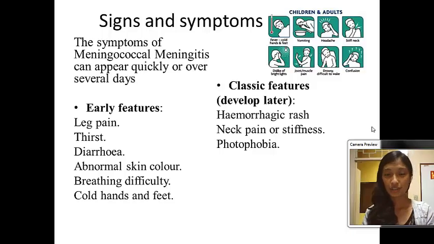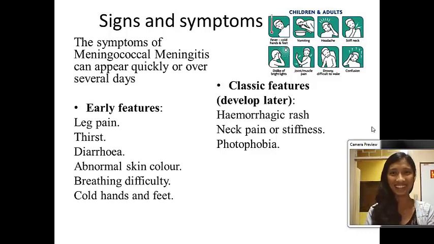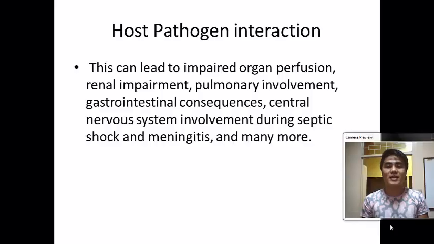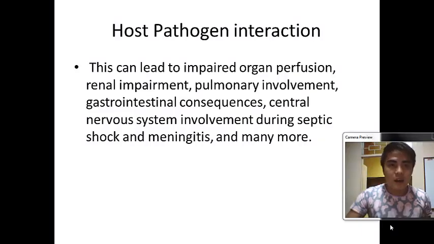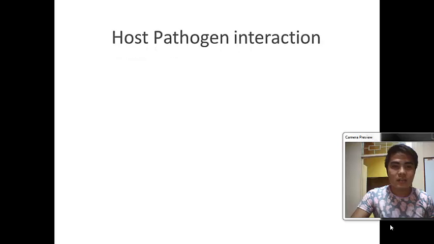The classical features, developed later, are a hemorrhagic rash. It is not a typical rash. Shock and meningitis and many more.